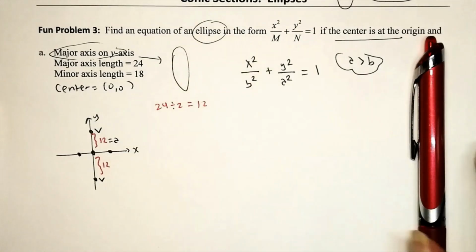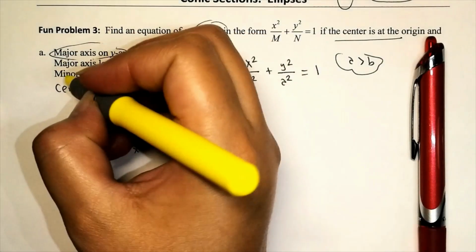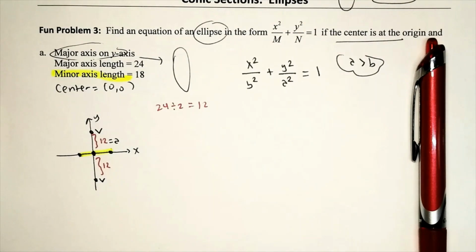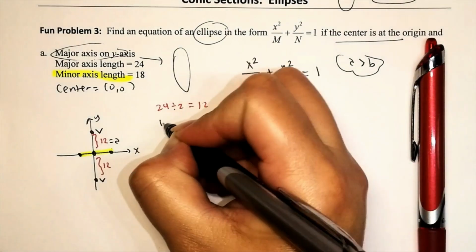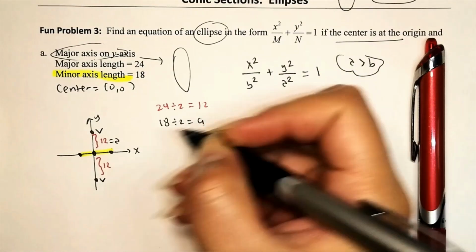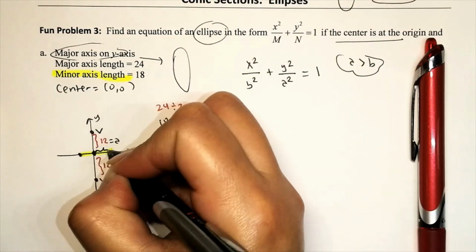Now, what do we know about the length of the minor axis? We know that the whole way across is 18. Cool. So that means that when we take 18 and divide it by 2, that will give us the distance from the center to the endpoint of the minor axis. So this will give us 9.